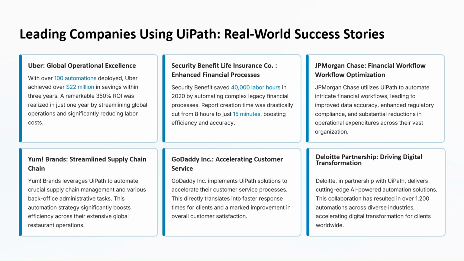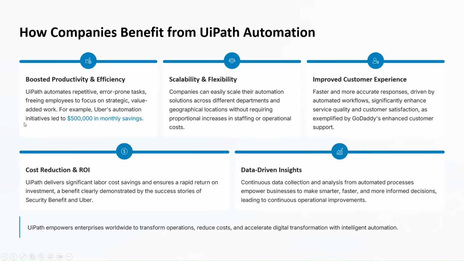Also JP Morgan automates complex financial workflows, Yum Brands streamlines global supply chain operations, GoDaddy improved customer service speed, and Deloitte together with UiPath has delivered over 1,200 automations worldwide. So there are several benefits that leading companies already achieve by using UiPath. Next, I will discuss how companies benefit from UiPath automation.